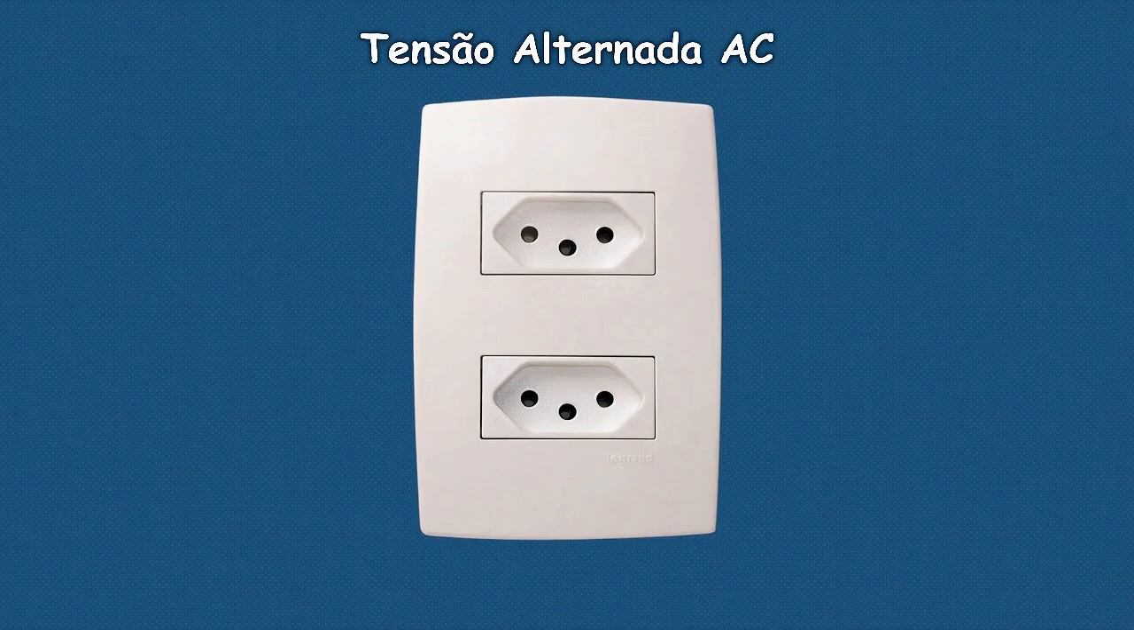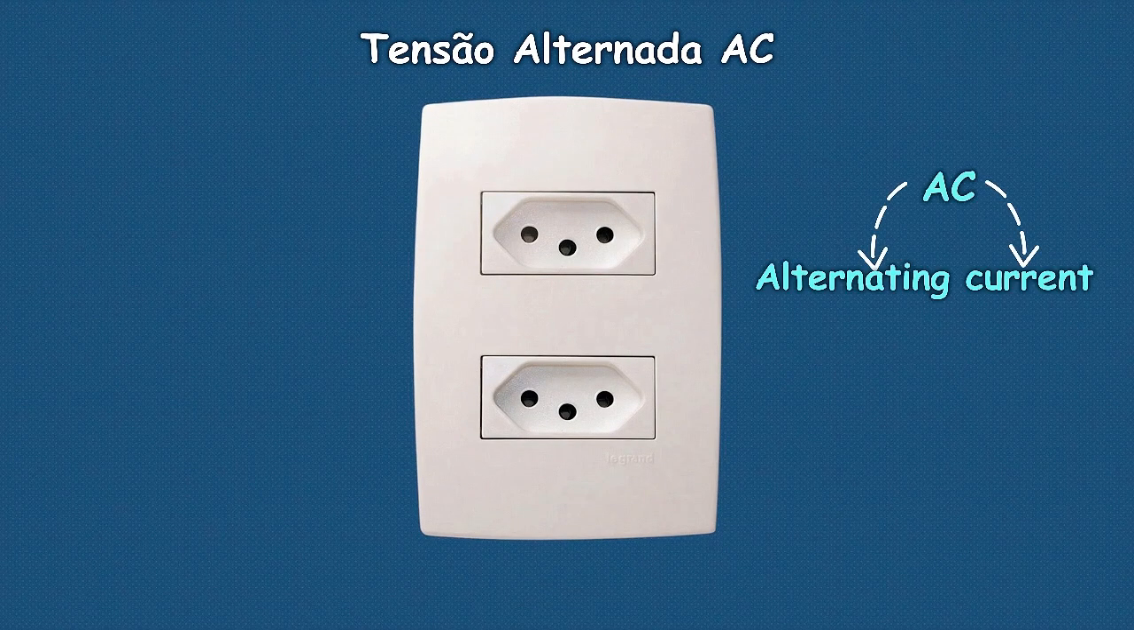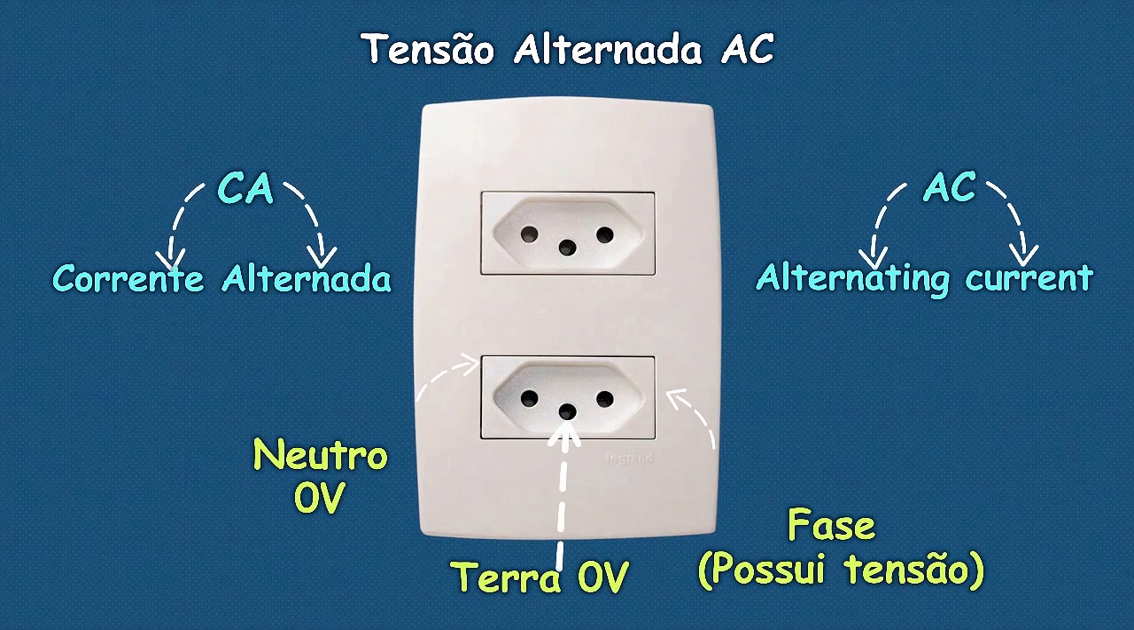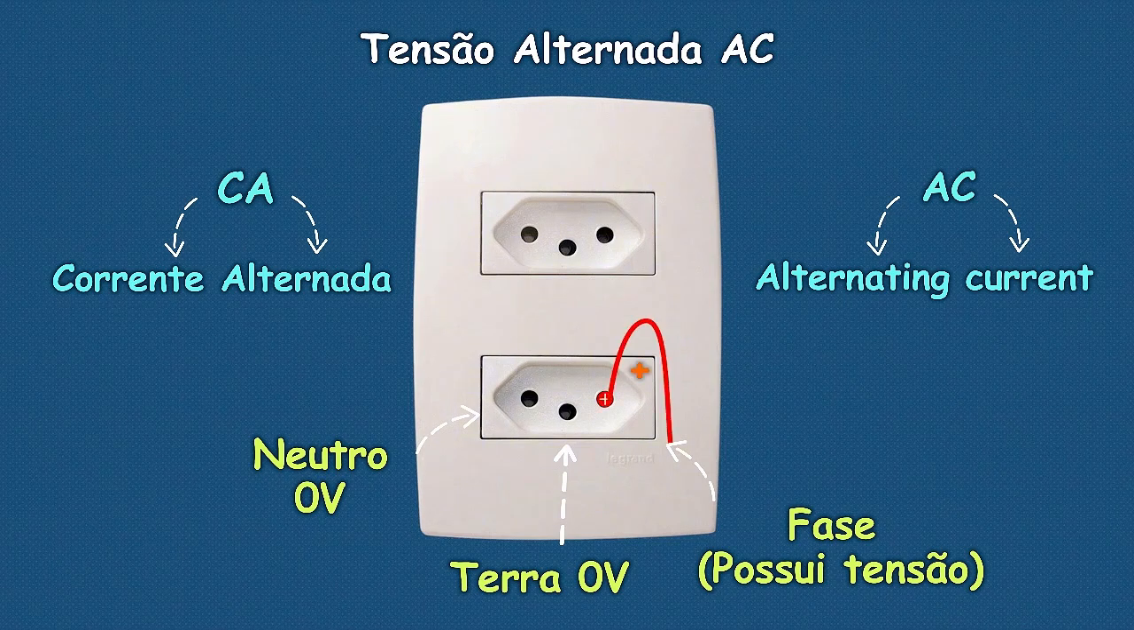Now let's understand the behavior of alternating voltage, abbreviated AC, alternating current in English, or CA, corrente alternada in Portuguese. This type of voltage reverses polarity over time. This change is represented graphically with negative values at the bottom of the graph, indicating that the polarity of the voltage has changed at this point, and with positive values at the top of the graph, again indicating the reversal of polarity in the circuit. In other words, the source has no fixed poles.